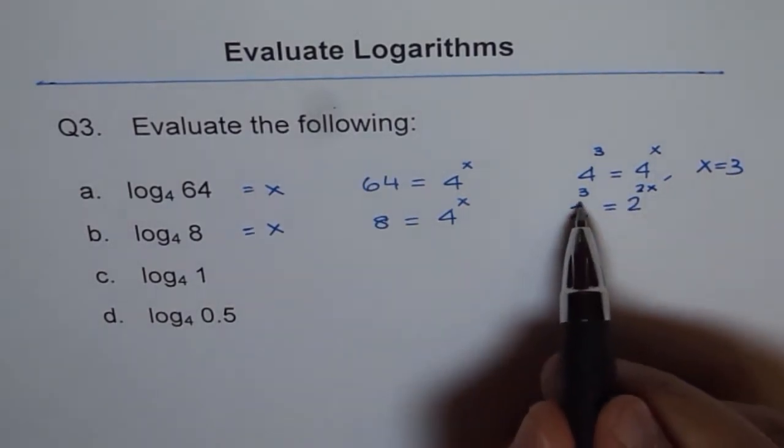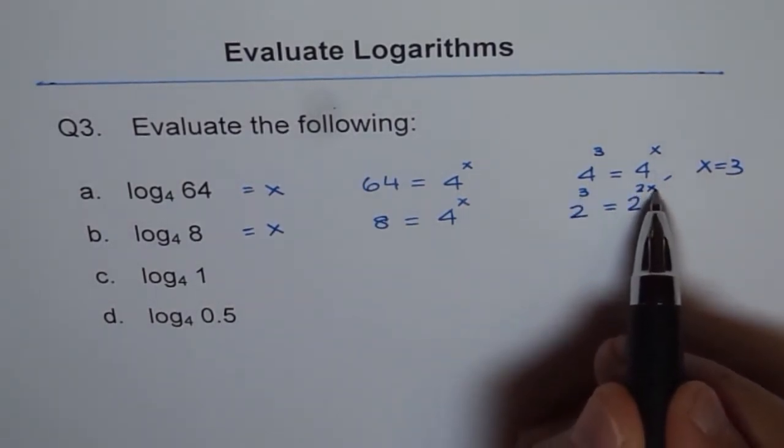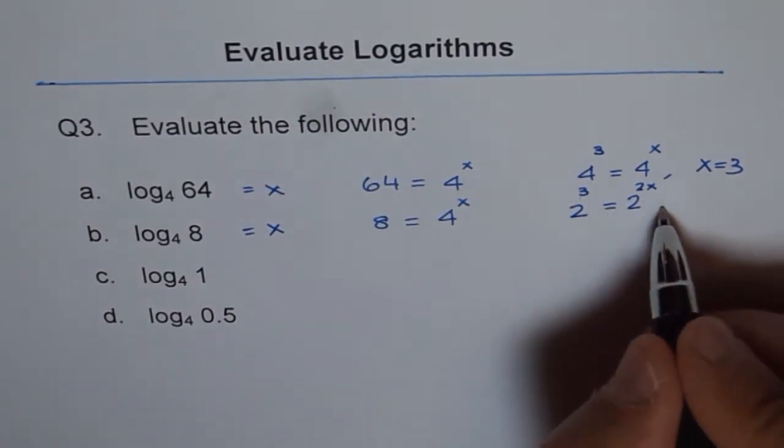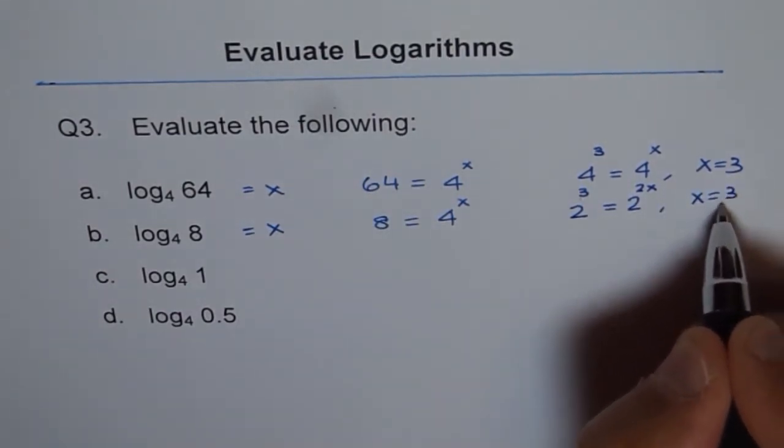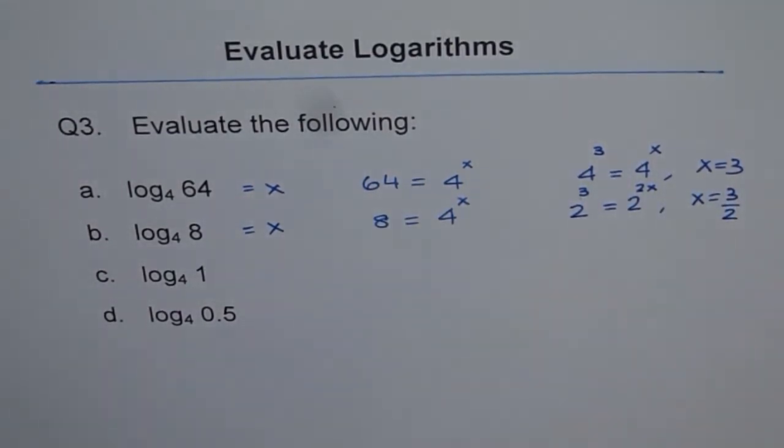And that means 3 equals 2x, or x equals 3 divided by 2, correct? So we get x equals 3 divided by 2. That is how we get our solution.